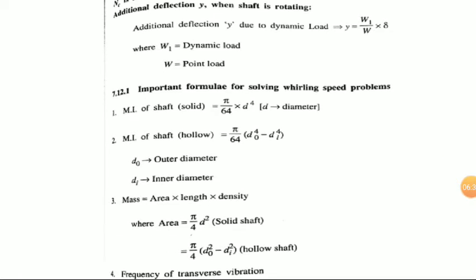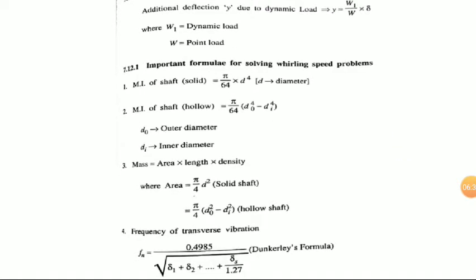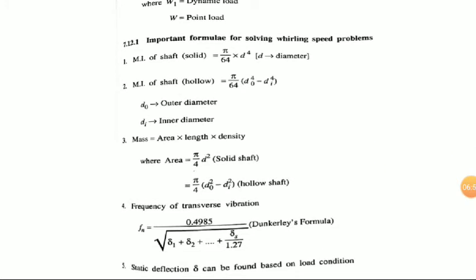So these are the main important formulas when coming to whirling speed. Moment of inertia of a solid shaft is pi d raised to 4 by 64; for hollow, pi into d0 raised to 4 minus di raised to 4 by 64, where d0 is the outer diameter and di the inner diameter. Then mass equal to area into length into density. Area is pi by 4 d square for solid, and pi by 4 into d0 square minus di square for hollow.